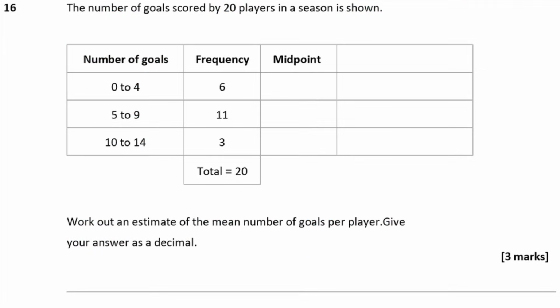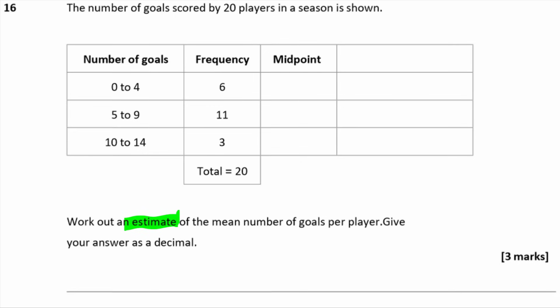The number of goals scored by 20 players in the season is shown. So 0 to 4 goals 6, 5 to 9 goals 11, 10 to 14 goals 3, giving a total of 20. Okay, work out an estimate of the mean number of goals per player. Give your answer as a decimal. Okay, now this is group data. So in order to work out a mean, well, I can't work out a mean. I can estimate the mean though by estimating the number of goals between 0 and 4, coming up with a representative value. Okay, now what is the mid value of 0 to 4?